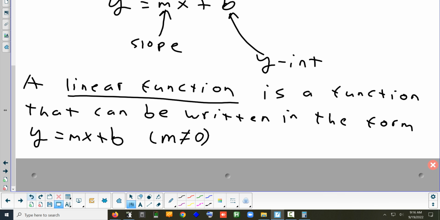Now, there's other ways you can write lines besides y equals mx plus b. We'll talk about them real quick, but that's the most common one that we will use.